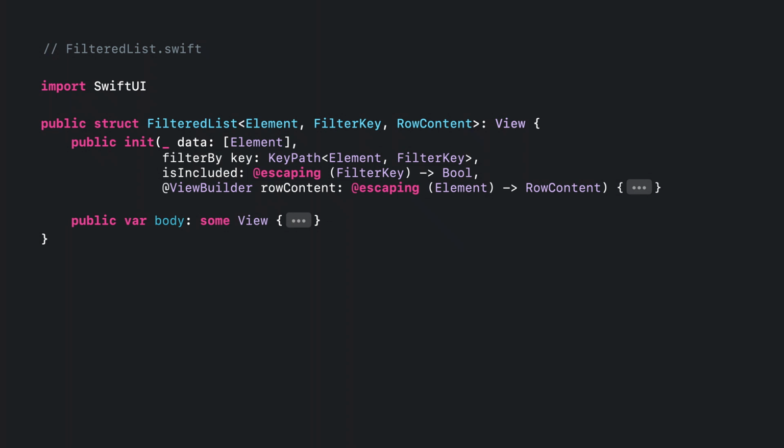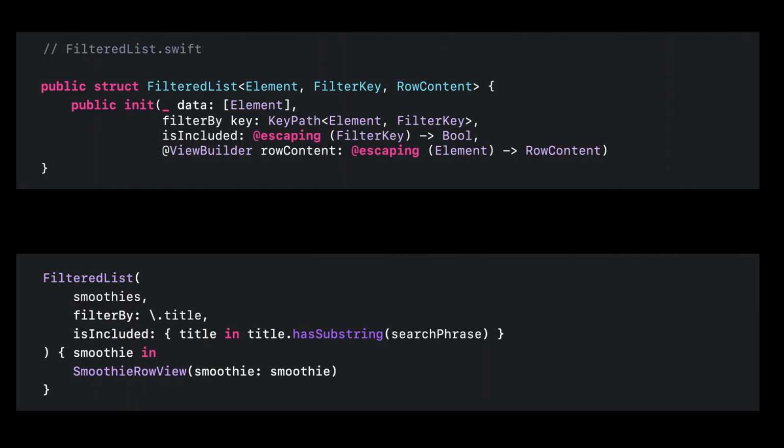When a filtered list is initialized, its type parameters will be replaced with concrete types. Let's take a look at this initializer side by side with the call site in Smoothie List to see how the call site leans on type inference. Notice how clean the call site is. There are no explicit type annotations written at the call site, but it still gives the compiler all of the information it needs to infer concrete types for each type parameter of filtered list.